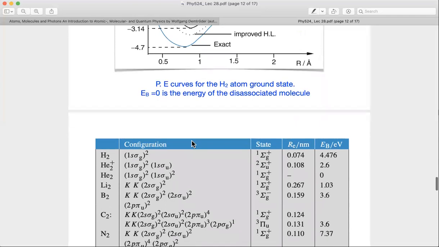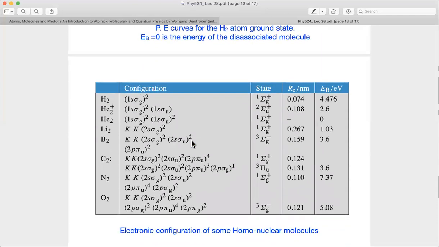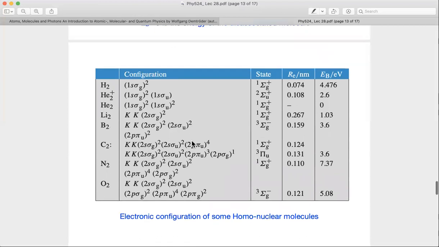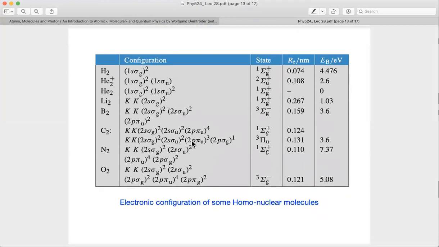Let's go to another one. So we just did the hydrogen atom and H2 plus ion, right? But now let's go back and look at the electronic configuration of a lot of other molecules.